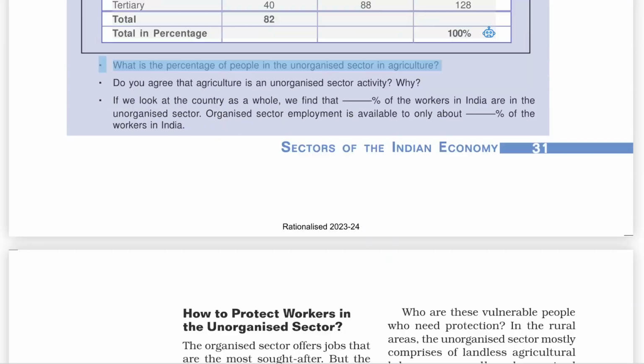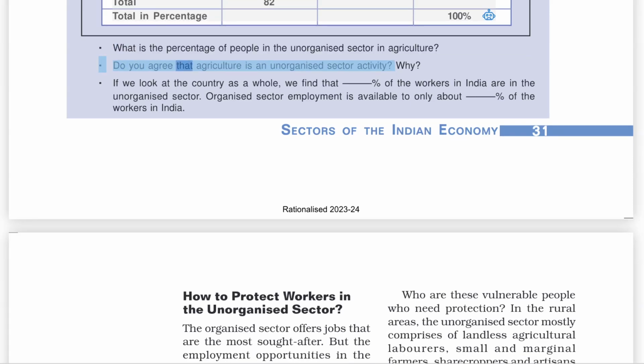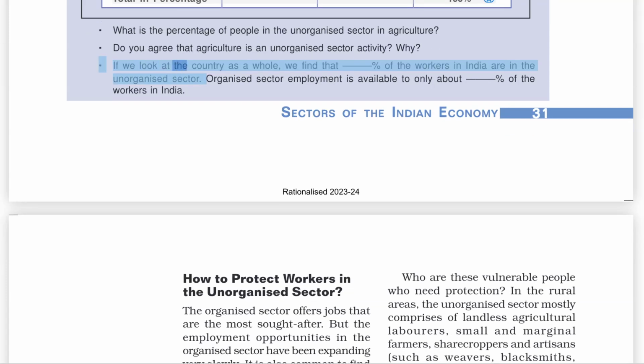Let's work these out. What is the percentage of people in the unorganized sector in agriculture? Do you agree that agriculture is an unorganized sector activity? Why? If we look at the country as a whole, we find that % of the workers in India are in the unorganized sector.